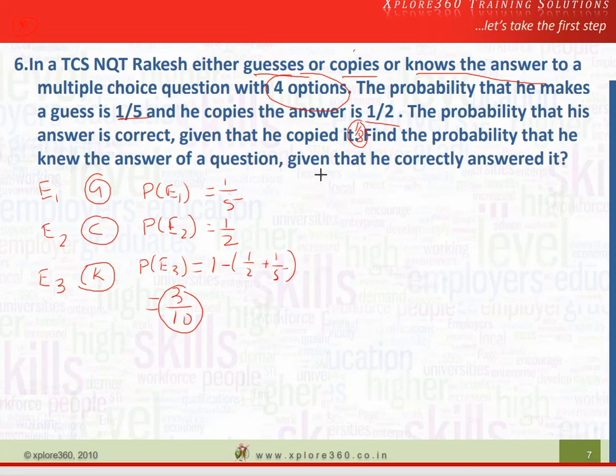Now moving to the next part. See, since there are 4 choices out of which only one is correct, therefore the probability that he answers correctly given that he has guessed the question. Out of 4 options, if he is guessing, what is going to be the probability of marking it correct? 1 by 4. Out of A, B, C, D, if he is guessing, the probability is 1 by 4 of marking the right answer. So the probability of A upon E1 equals 1 by 4.